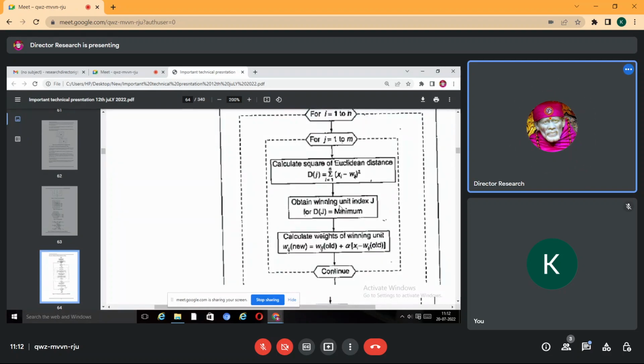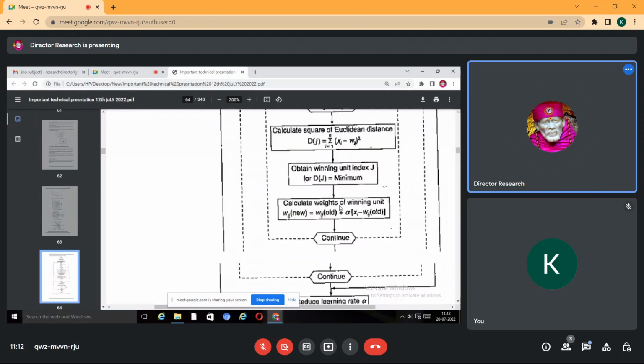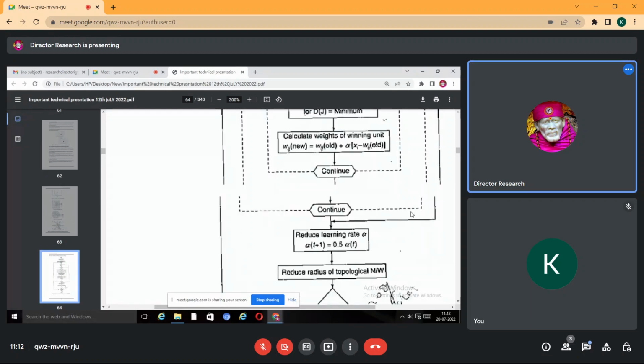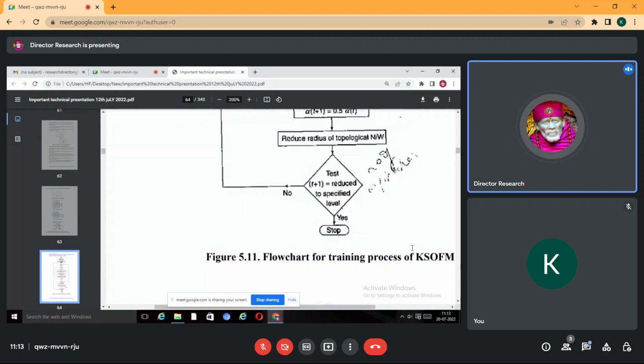Calculate the square of the distance. Obtain the unit index j of the winning unit. Update the weights of the winning unit. Continue. Reduce the learning rate and reduce the radius of topology. This is the flow process.